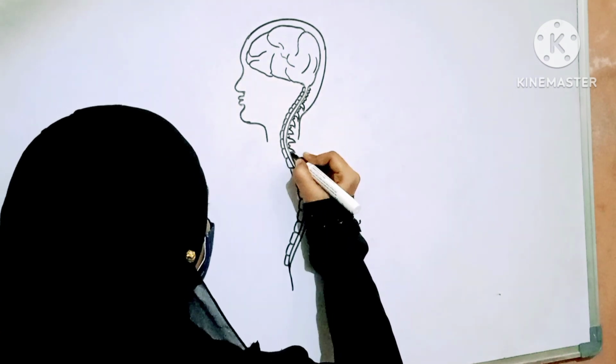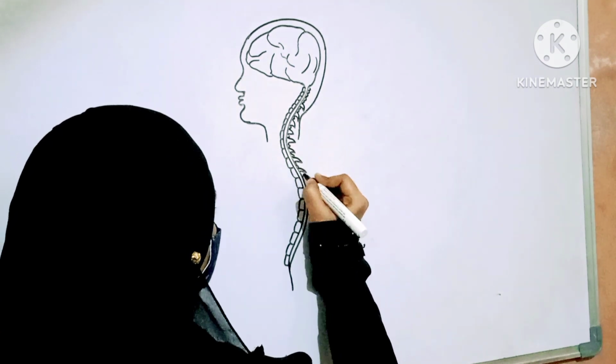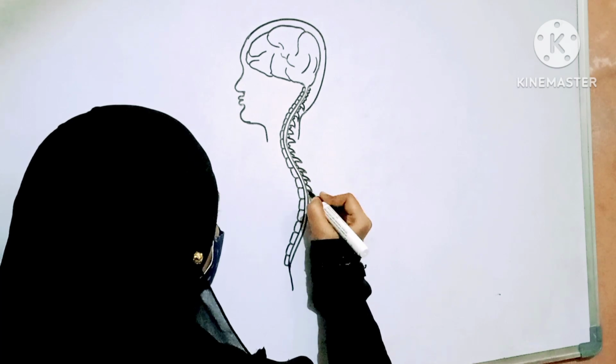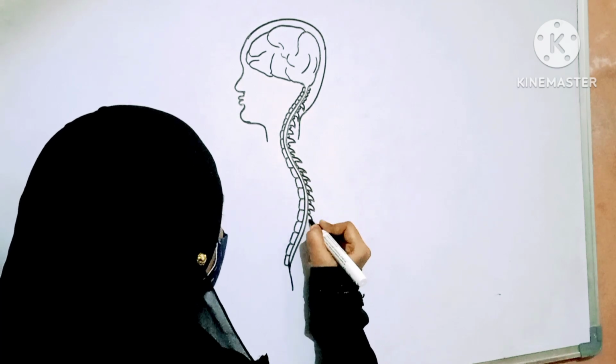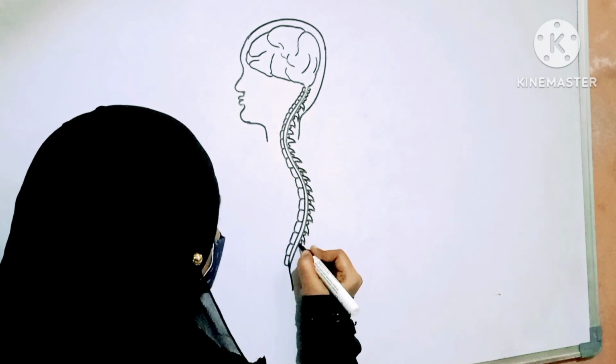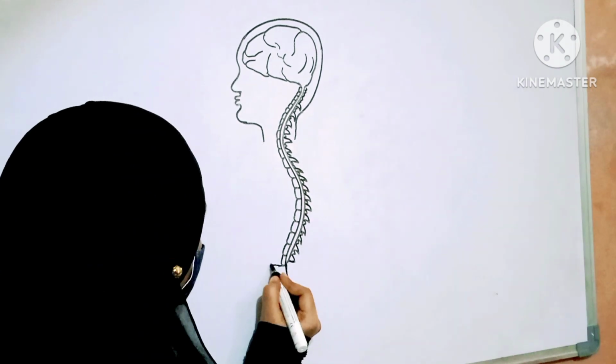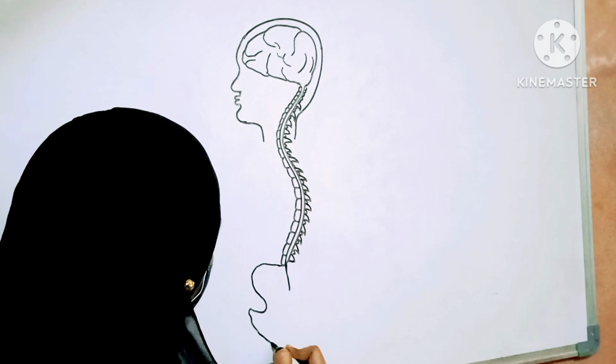This spinal cord acts as a relay station because it carries messages from one part of the body to a different part of the body. You can see in the picture the spinal cord is connected to the brain, and it also connects to the other parts of the body.